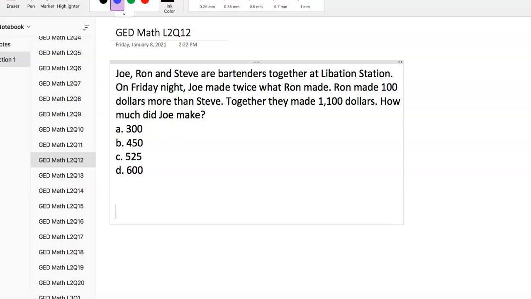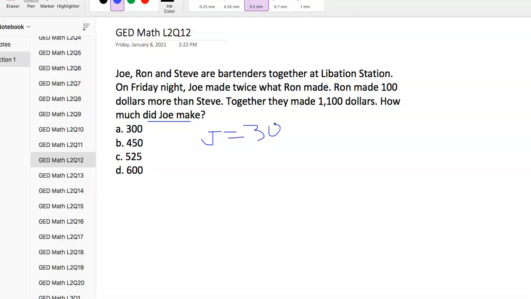When it comes to something like this, I would not do this the same way I did the previous one. So here's just a different way to do it. You can do the same thing, but the math's starting to get a little more complicated when you're comparing three people like this. So the question is Joe, right? How much did Joe make? I'm just going to plug it in. Let's take the first one. Let's say Joe is 300, which is answer choice A, then we just plug in the rest of the stuff and see if it works out.